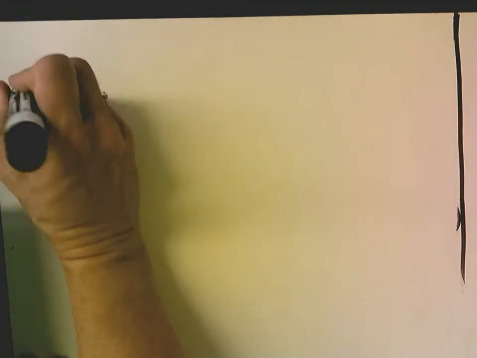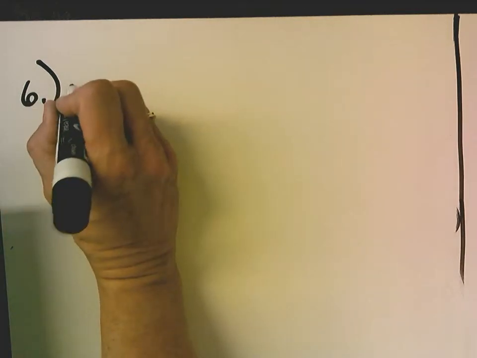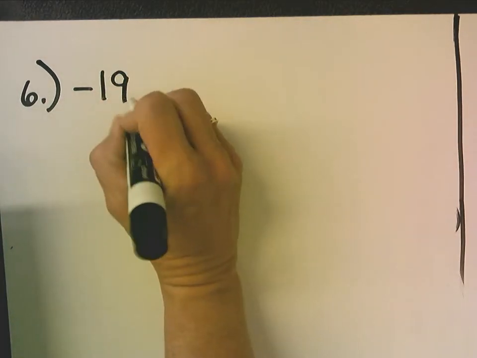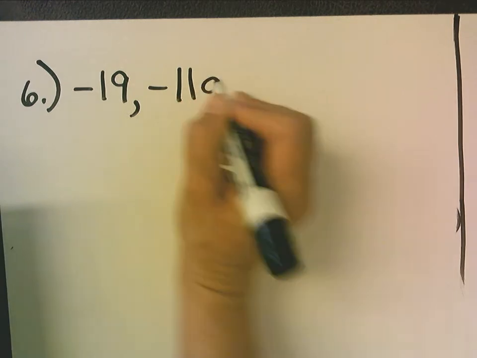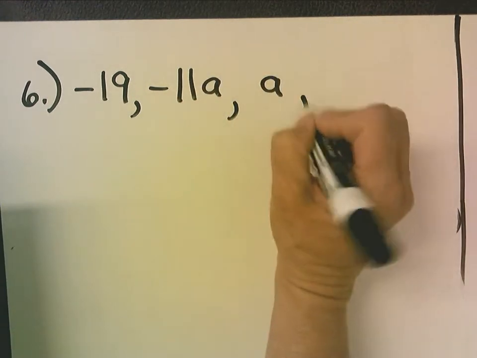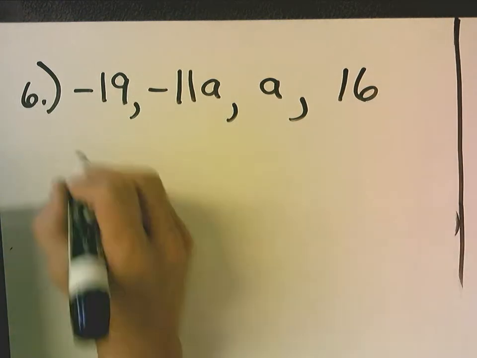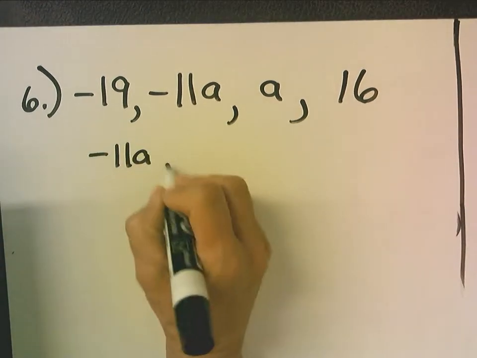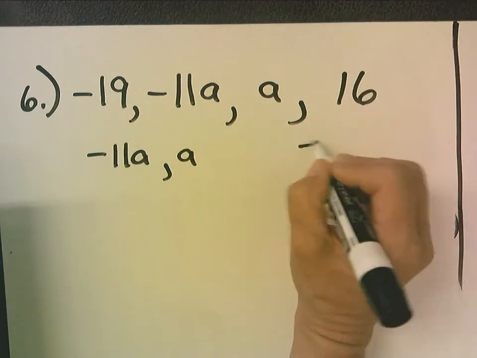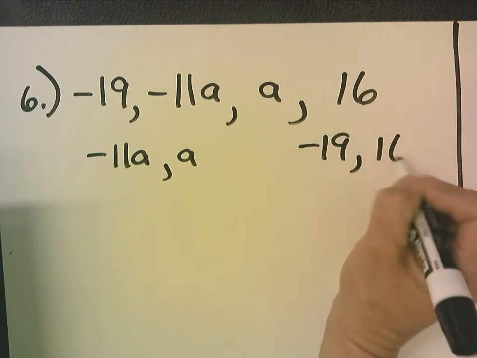Okay, so let's jump down now to number 6. You can check on Google Classroom to look at my answer key if you want to check the answers for 4 and 5. Number 6 is negative 19, comma, negative 11a, comma, a, comma, 16. So those are all of my terms. My like terms are negative 11a, comma, and a, and negative 19, comma, 16.